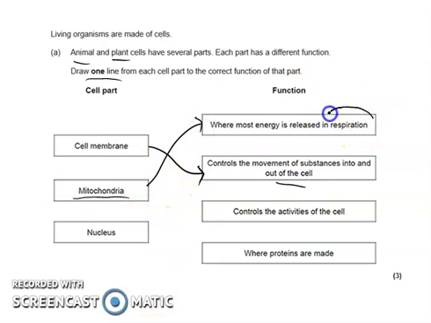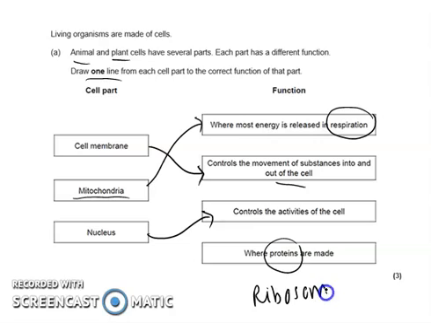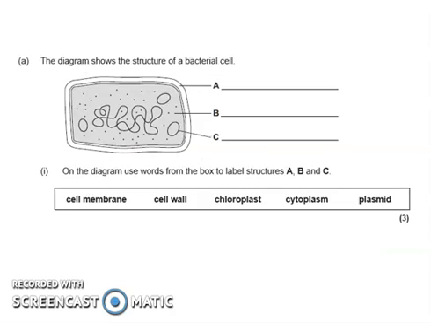And they've given us extra information. That energy is released in the process called respiration. We'll talk more about that in lessons to come. And the nucleus is what controls the activities of the cells. This one, where proteins are made, that is ribosomes. Anytime you're talking about proteins or protein assembly, protein synthesis, we're talking about ribosomes. Next question. Pause the video to have a go on your own.